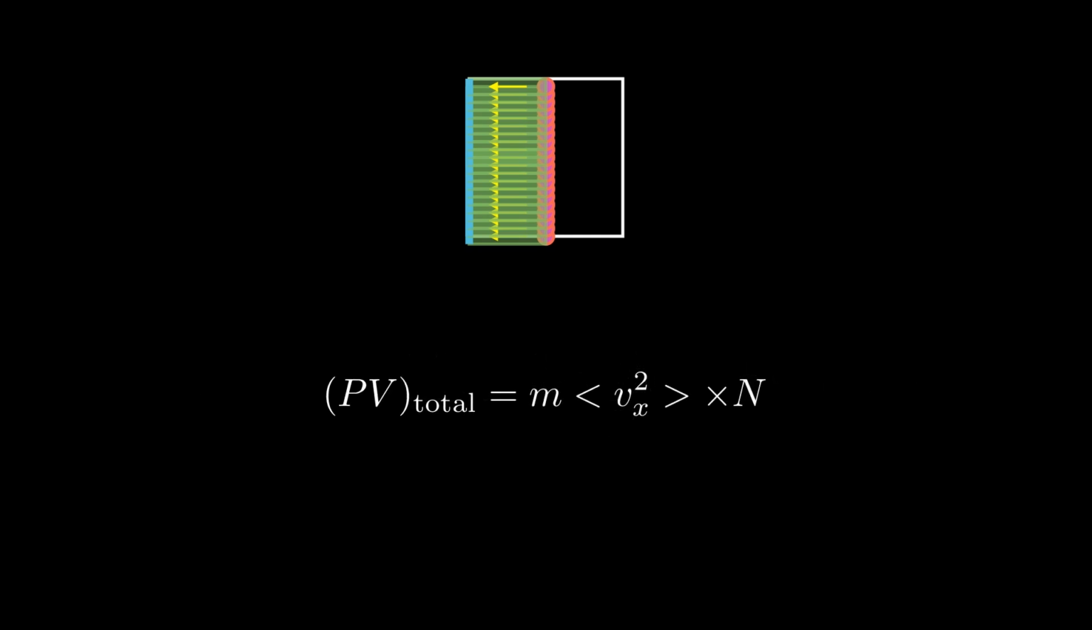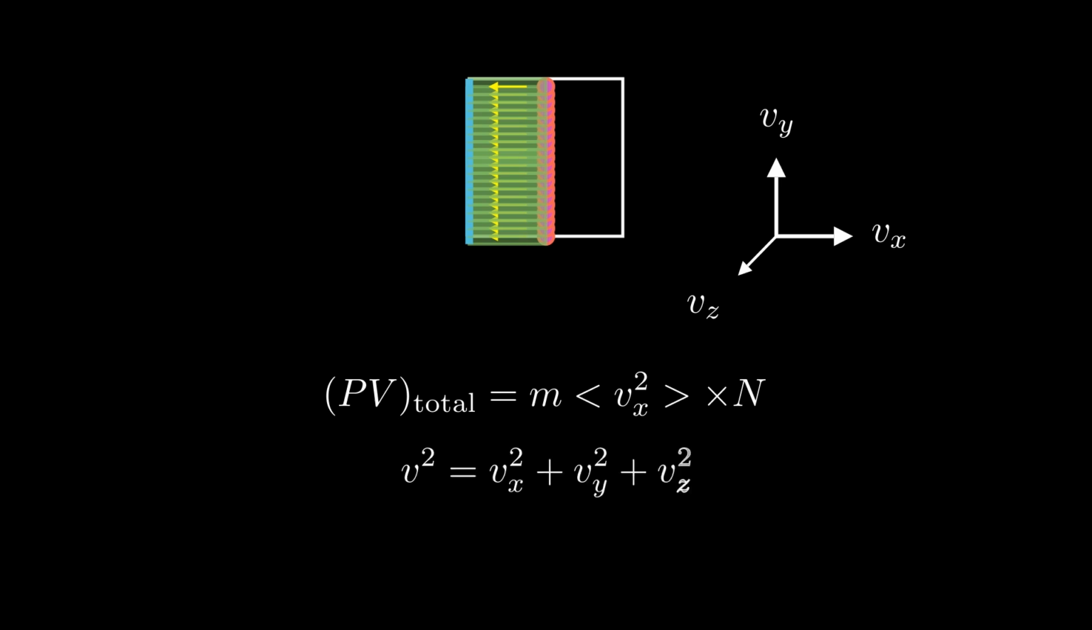But we know that the gas particle is not only going to move in the x direction, as it has 3 degrees of freedom: x-axis, y-axis, and z-axis. In fact, from geometry, we know that the actual velocity for the gas particle is given by this equation: v squared equals v_x squared plus v_y squared plus v_z squared.